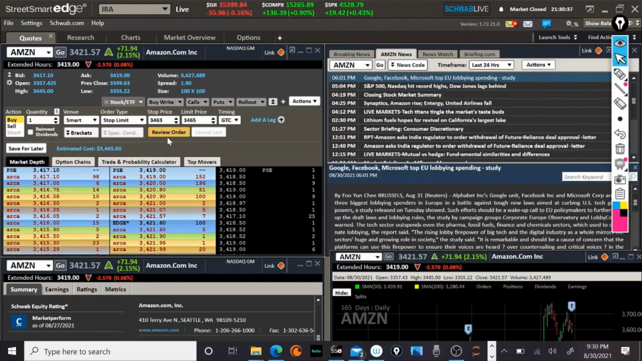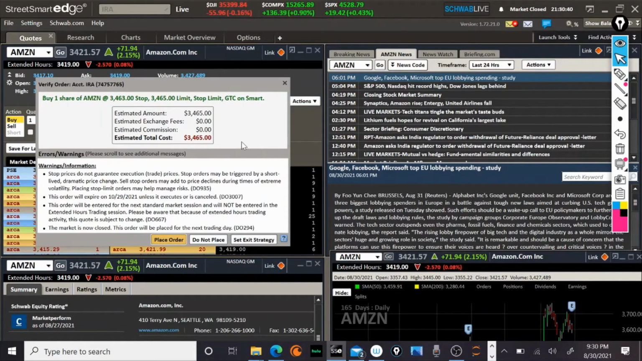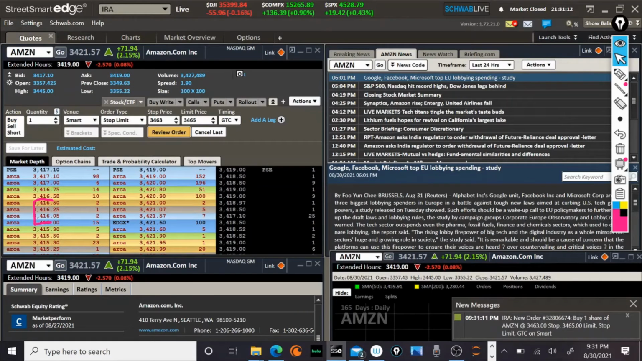And so I'm going to review this order, and you'll see here a warning that this will be entered for the next standard market session. Stop orders can only be used in the standard market session, so that's something you have to remember when using these. They can't protect you in the extended hours. And then we'll place the order, and you'll see the order there in the bottom right hand corner.